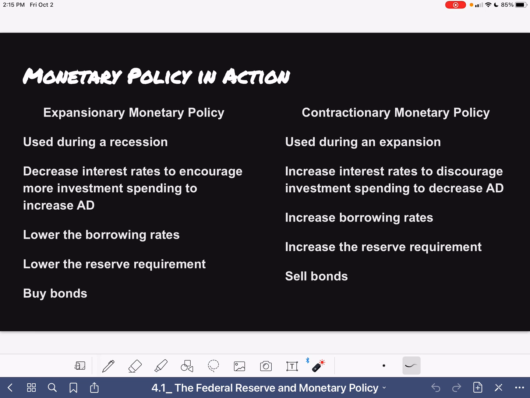So the Fed is going to go ahead and increase the borrowing rates, making it more difficult, more expensive for banks to borrow money, therefore limiting the amount of loans they can hand out. We also want the Fed to increase the reserve requirement, so banks will need to hold more money in the vault, therefore leading to less loans that they can hand out. Or we would like the Federal Reserve to sell bonds, which basically just removes cash from the economy.